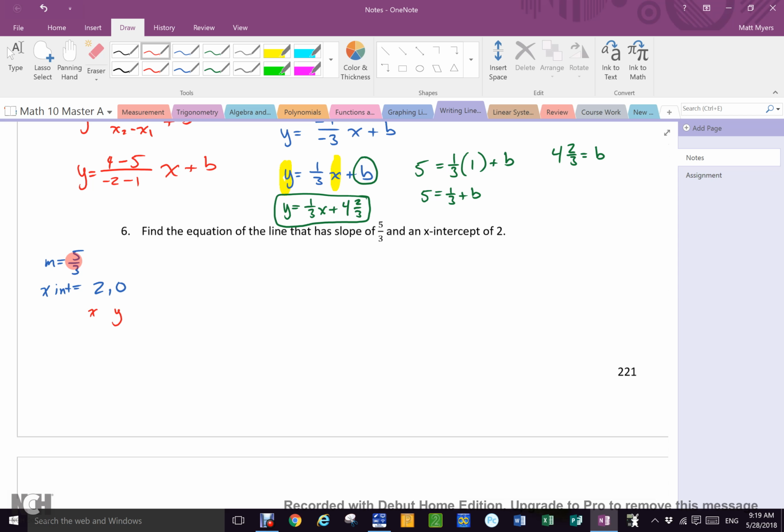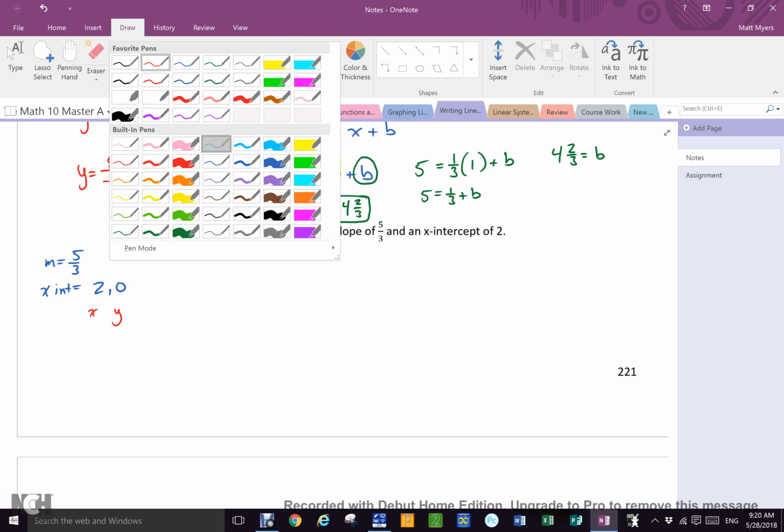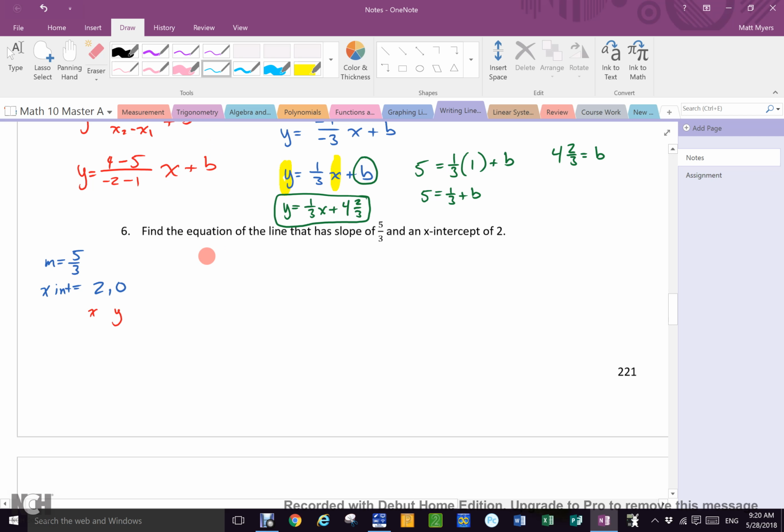Can I use any form? I could use general form here. I can't use general form. Could I use standard form? Can't use standard form. Can I use slope point form? Yes, because I have a slope and a point. Could I still use y equals mx plus b? Yes, because I have an x and a y. Does it matter which one I use? No. I'm going to do them both because I need you guys to start seeing that there's more than one way to do these questions.